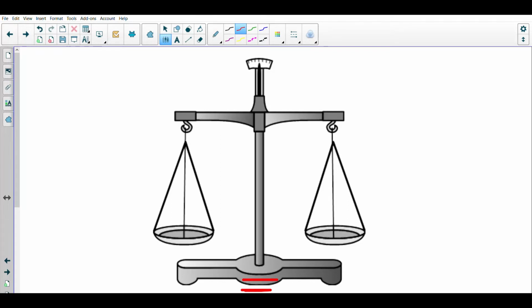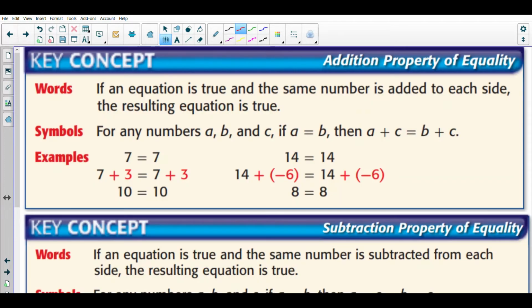We have to keep the sides balanced, and it's just like a scale: if you take something off one side, you have to take it off the other side. So always keeping things balanced is what we're looking to do. So the rules, the addition property of equality: if the equation is true and the same number is added to each side, the resulting equation is true.